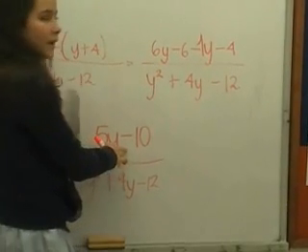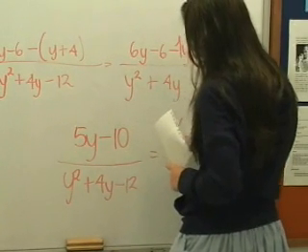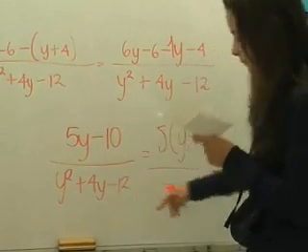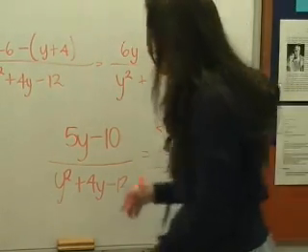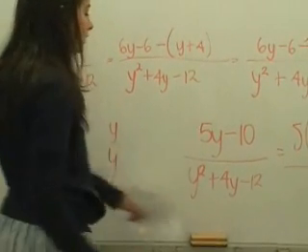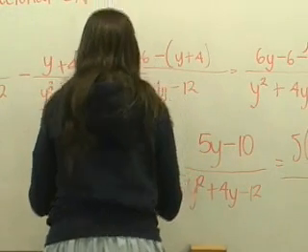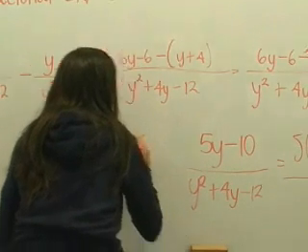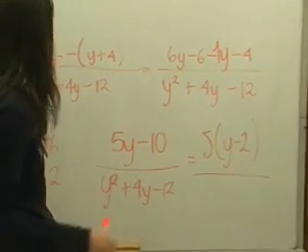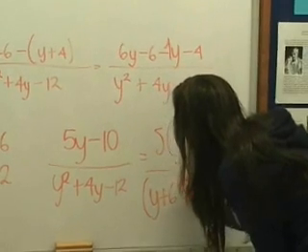Here we factor it by GCF. And this one we can also factor it. So the factors of y squared are y and y. And the factors of 12 are 6 and 2. Here we put a plus and here we put the minus. The plus and the minus. So here it will be this.